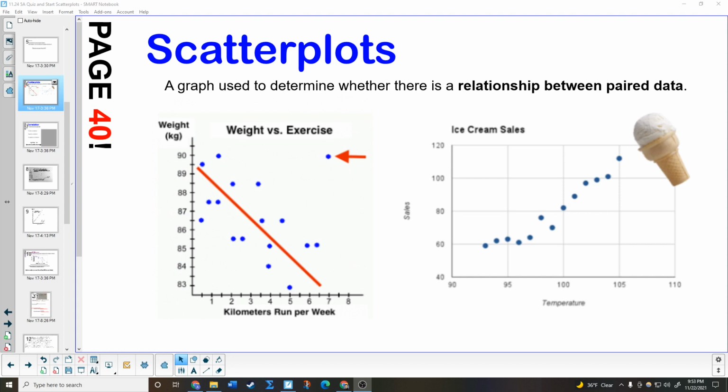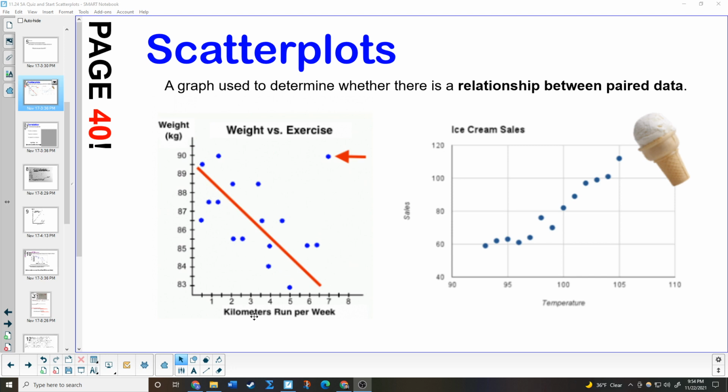All right, everybody. Today we are going to demo how to understand and how to make our own scatterplots. So a scatterplot, as shown, you have two different examples here, is a graph that's used to determine whether there is a relationship between paired data. And when we say paired data, if you think of the word paired, like an ordered pair, right? So paired data meaning a paired x and y value.